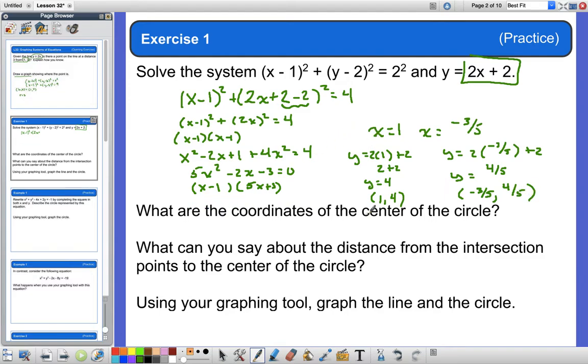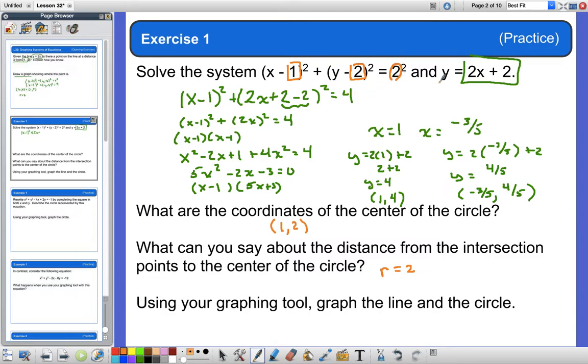They asked what are the coordinates for the center of the circle. The coordinates for the center of the circle are h and k. So if that's the case, this would be our h, and this would be our k. So the center of the circle is (1, 2). And they asked, what can you say about the distance from the intersection point to the center of the circle? Well, that would be the radius of 2, so it would be a distance of 2. Remember, this is 2 squared equals 4, this is our radius right here.